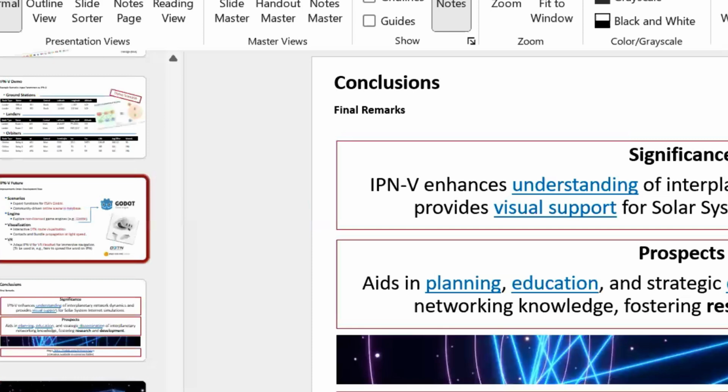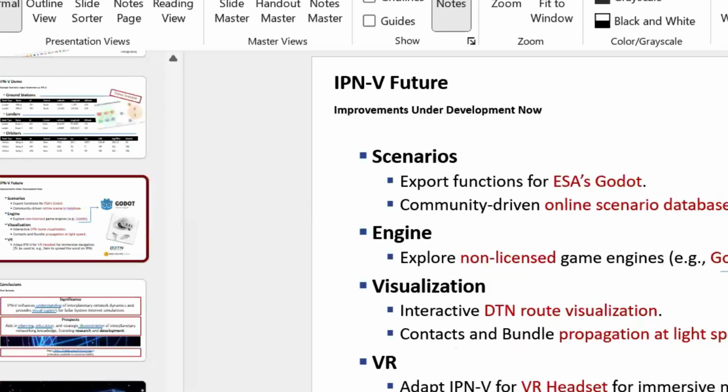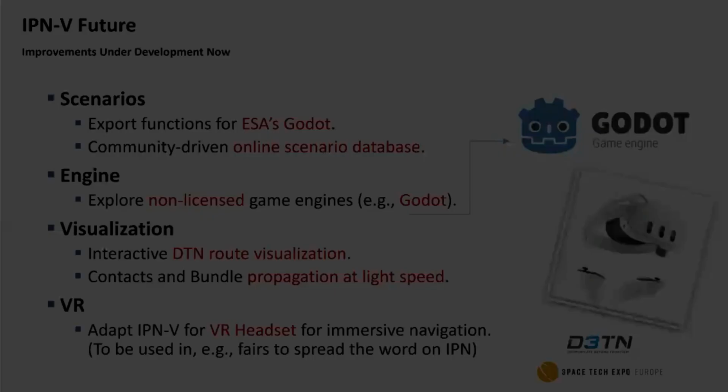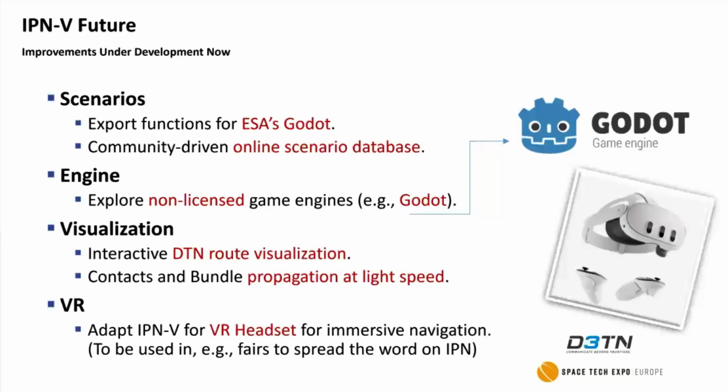So what are we doing now, which are basically our next steps? We are working on new export functions to integrate other tools, particularly Godot, the ESA Godot propagation tool. So we can get away from our simplistic propagation routines, and also start working on using the same web-based site to offer scenarios for people to play with. And you can get this scenario out and use the contact plans from those scenarios to have a realistic database of a scenario to use on DTN.